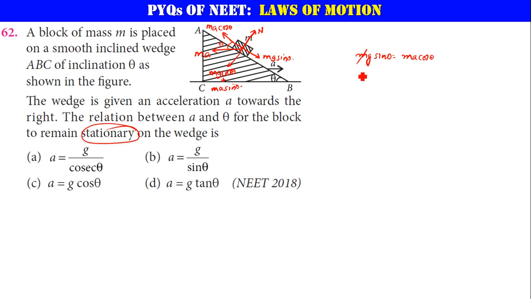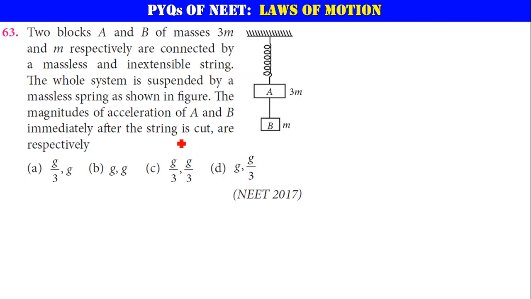The m term gets cancelled. So g sin theta is equal to a cos theta, a is equal to g sin theta by cos theta, which is tan theta. a is equal to g tan theta. Which option is correct? Option D. So we have got nearly two to three problems related to the same kind. Let us solve them, maybe we will get more problems later on.